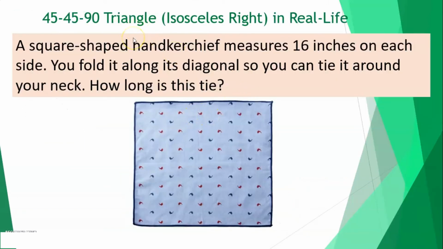Okay, so let's have this sample real-life problem that involves an isosceles right triangle. A square-shaped handkerchief measures 16 inches on each side. Now you fold it along its diagonal, so you can tie it around your neck. How long is this tie? Given this, 16 and 16, to get the hypotenuse, that would be 16 square root of 2.